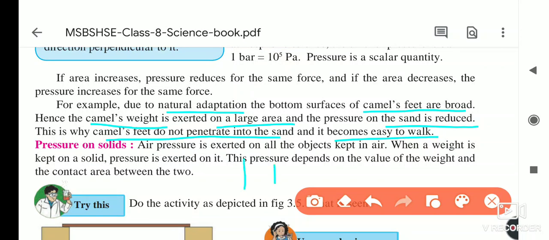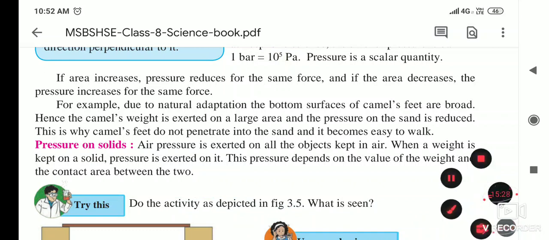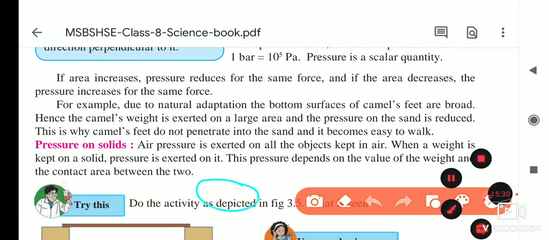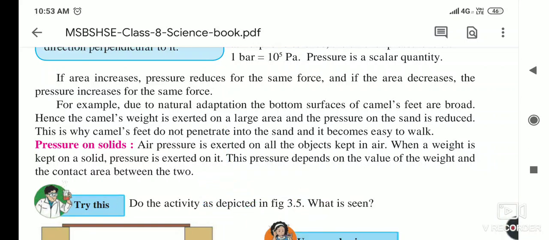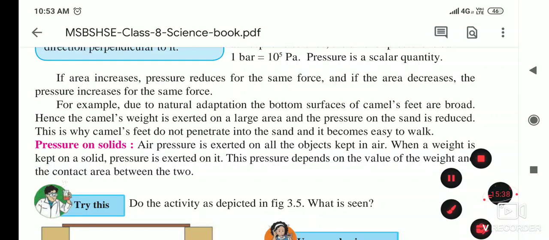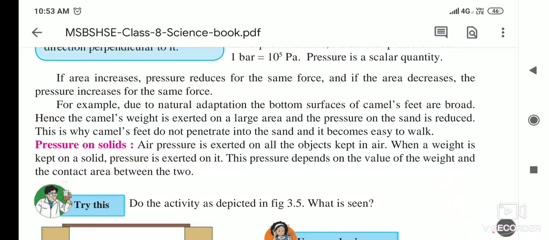Okay, its feet are broad, so all the weight of the camel is exerted on those feet. Because the feet are broad, when it is walking in the sand, the pressure on the legs becomes less or reduces. Due to this, the legs do not penetrate deep inside the sand, and it can walk easily in the sandy region.